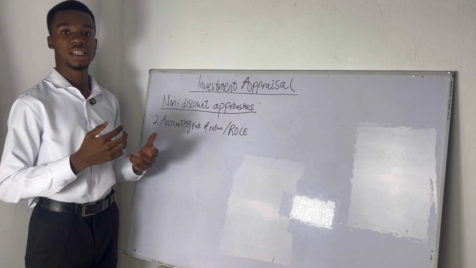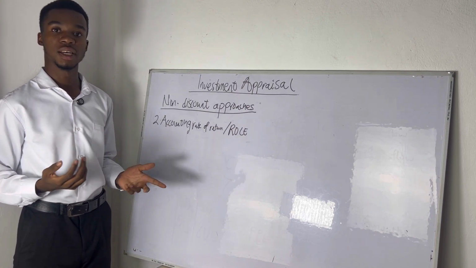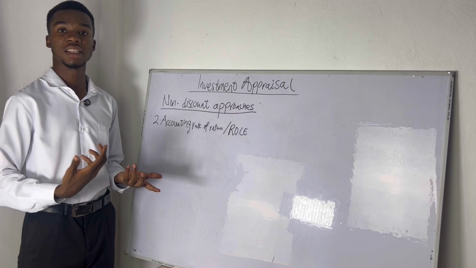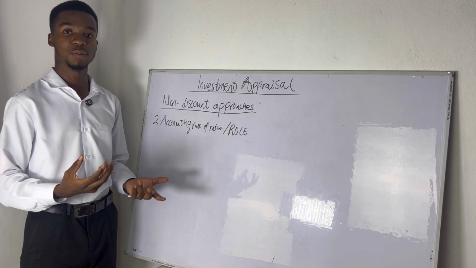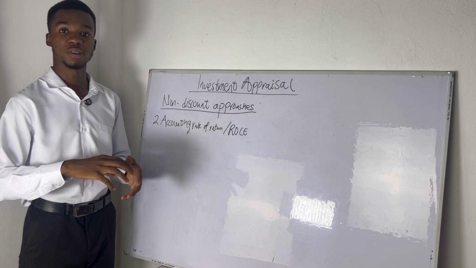So assuming I invest, let's say, 100,000 cedis, 10,000 cedis, or 1,000 cedis into an investment, the percentage that I'm getting. So let's assume I invest 100 cedis in a project, the percentage that I'm getting out of the 100 cedis.